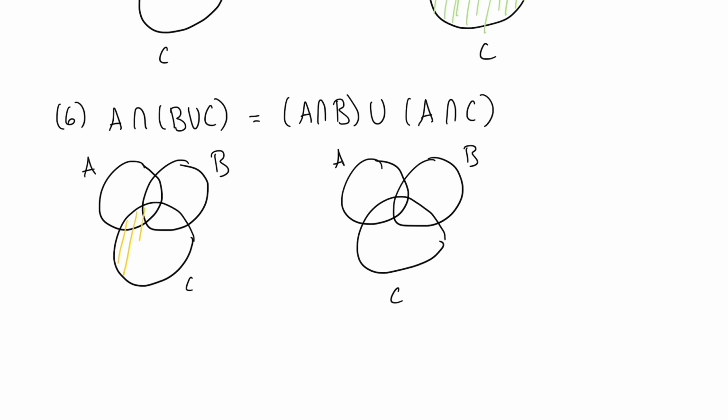So on the left-hand side, we want to do B union C first, because that is in parentheses. So B union C is everything in B and everything in C. It looks like this. And then what we want to do is we want to intersect this with A. We're going to look at B union C, which is the shaded in area, and we're going to say, okay, what of that shaded in area is also in A, and intersect the two. And that is going to be these 3 regions here. They're in B union C, but they're also in A. So that is what this Venn diagram looks like.